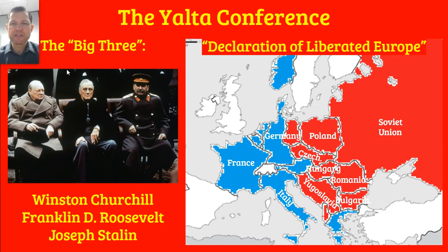So the areas that are in blue are areas that were liberated by the Western Allies, by Britain and the United States. And you'll see that 3 major countries are affected by that: France, Italy, and the western part of Germany. Though there are other countries as well that are colored in blue, I'm directing your attention to those 3.